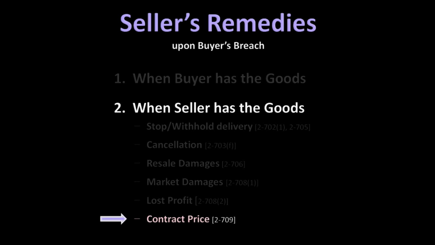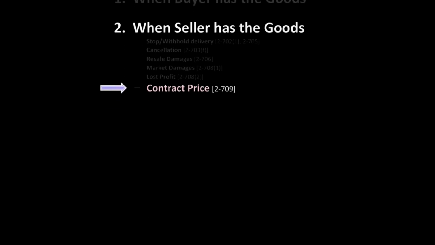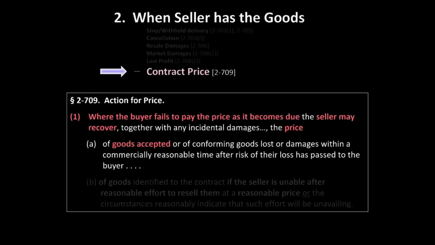Recall, we started this module by examining the seller's remedies where the buyer has the goods. And in that context, we noted that where the buyer has accepted but refused to pay for the goods as required by the party's contract, the seller's primary remedy is damages equal to the contract price for the goods. That's the scenario addressed by Section 709 subsection 1a.